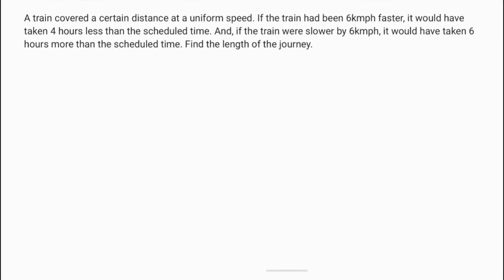Next one. A train covered a certain distance at a uniform speed. If the train had been 6 kilometers per hour faster. Okay. See, we will take a train covered a certain distance. We will assume the certain distance as d, and we will assume at a uniform speed, at a speed s. Now we know the formula, distance is equal to speed into time. If the train covered a certain distance d in a normal speed and it reaches the destination in t time.